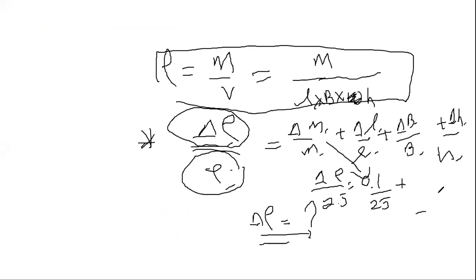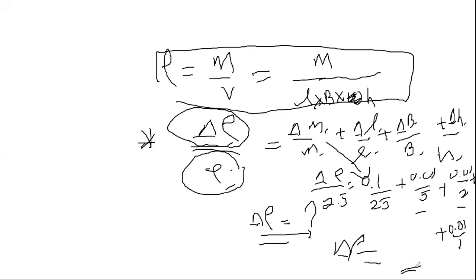Key in everything. This is 0.01 over 5, 0.01 over 2, 0.01 over 1, if I'm not mistaken. The unit no need to change. Centimeter, fraction, they cancel. So after you get this fraction times 2.5, you'll get changes of rho. Okay, this is the working.